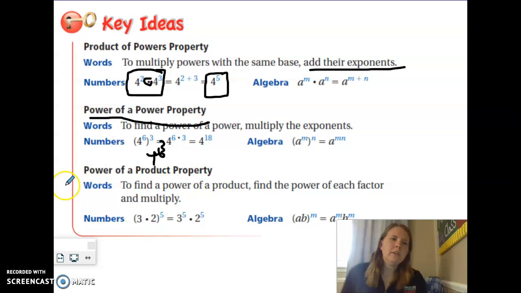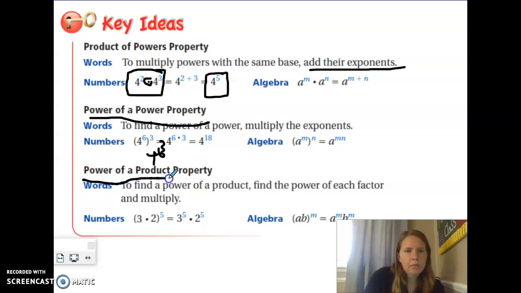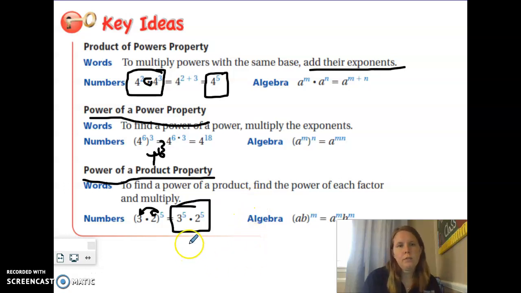And then the last one we're going to talk about is the power of a product property. Okay, so this one is kind of like your distributive property in a sense, where if you have 2 different bases on the inside being multiplied by each other, I could multiply these together, but what it really means is that this 5 is being distributed to each part. So it means that I have 3 to the 5th times 2 to the 5th. So you're distributing that exponent of 5 to each base on the inside.